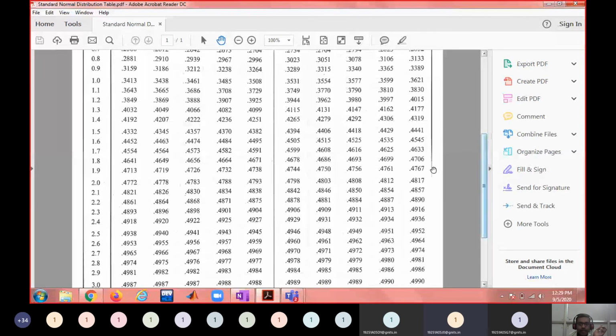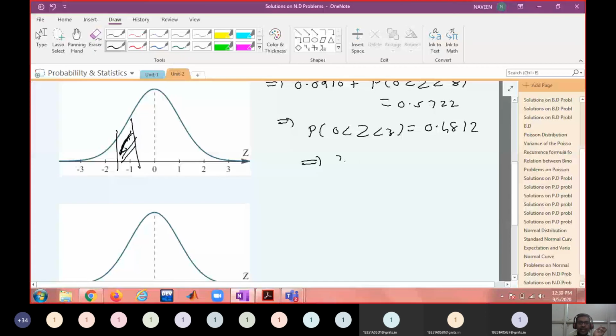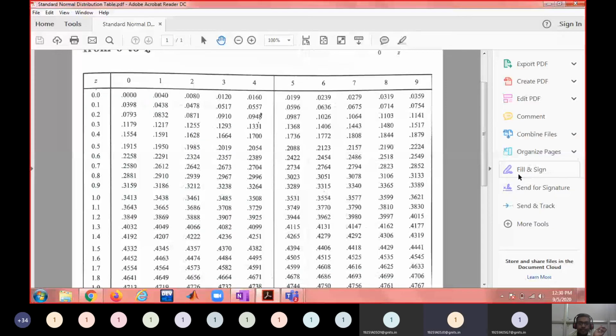So what is it? 2.0, and 0.08 is the second decimal. So 2.08. So from this, z equals 2.08. How much are you telling? 2.08, sir. Okay.